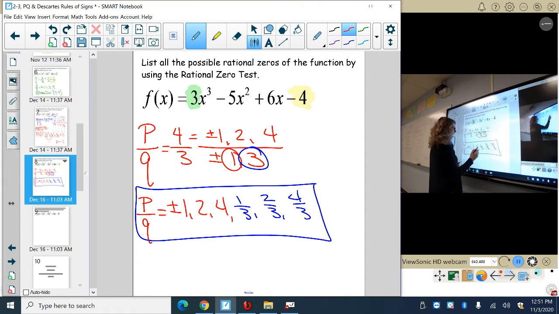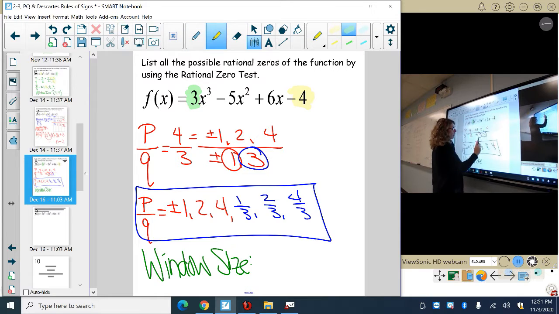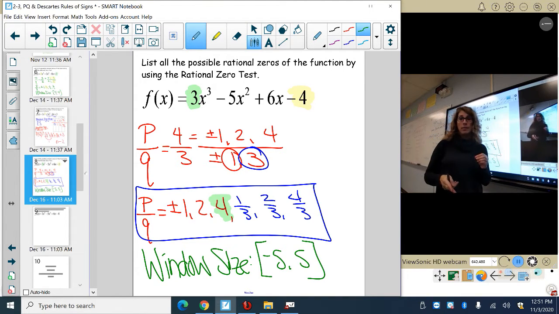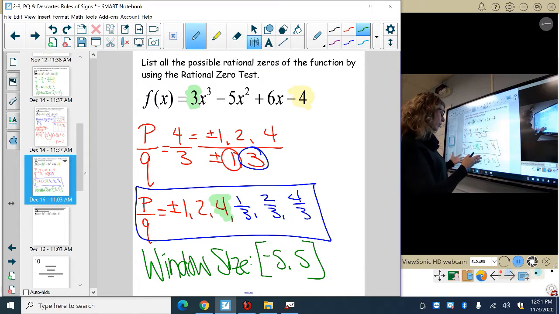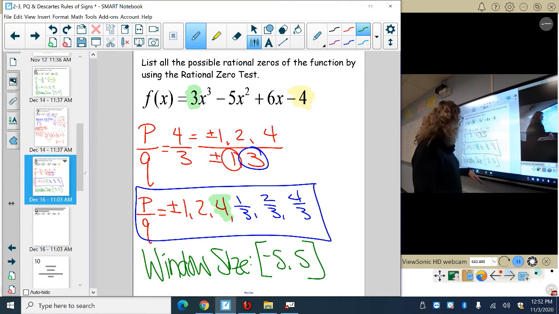Now my window size. I'm going to find my largest number up there. My largest number is 4. And I'm going to go 1 unit to the right of that and 1 unit to the left of that. So -5 and +5. What do I mean? When I graph this function, if I am between -5 to +5, I will see all the possible positive roots or rational roots in there. Okay? So that means you are done with that.